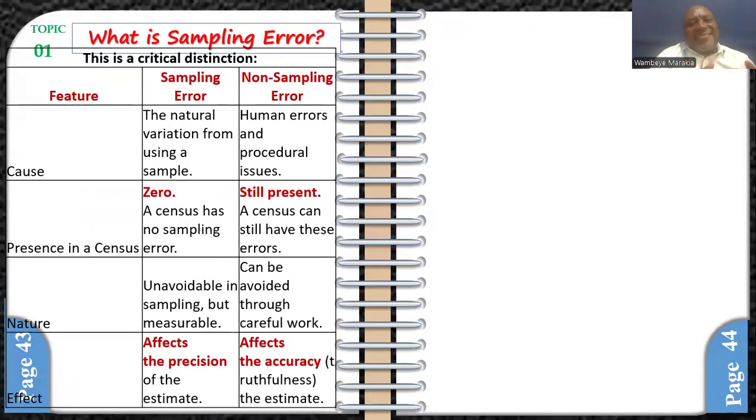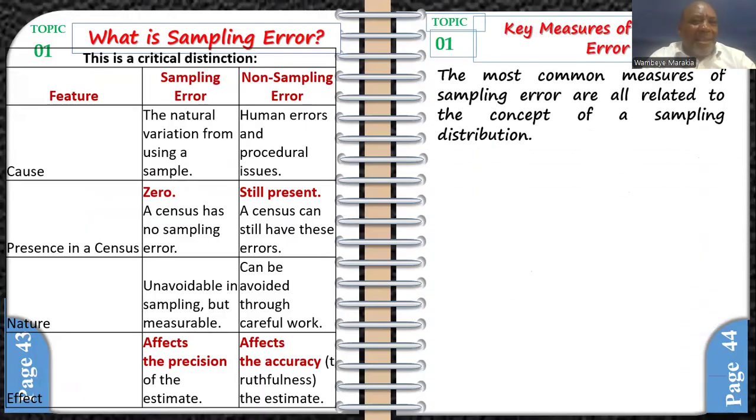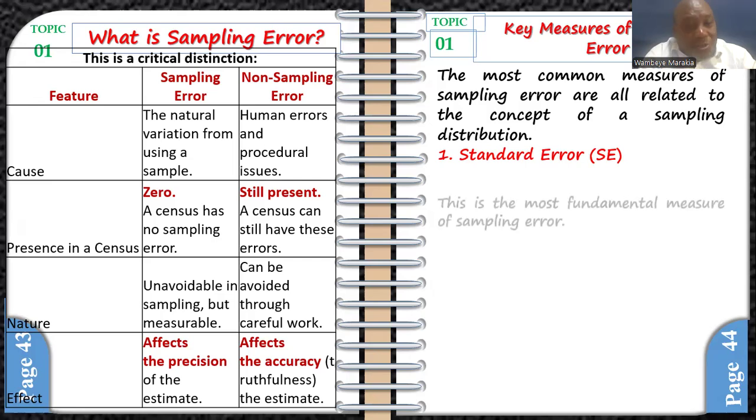Now, let's look at this sampling error more critically. What is the cause of the sampling error? Or let me try to differentiate between the sampling error and non-sampling error. The cause of sampling error is the variation from using a sample, and non-sampling errors occur because of human errors and procedural issues.